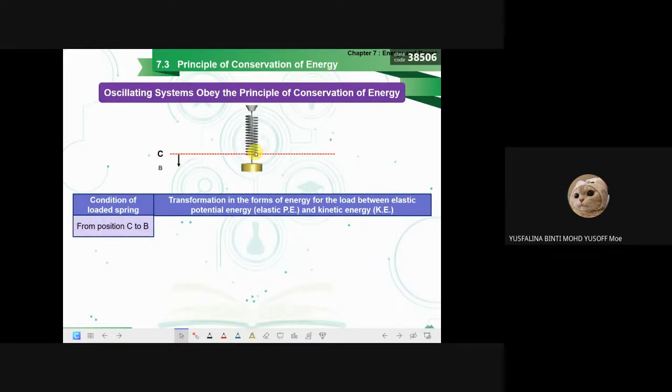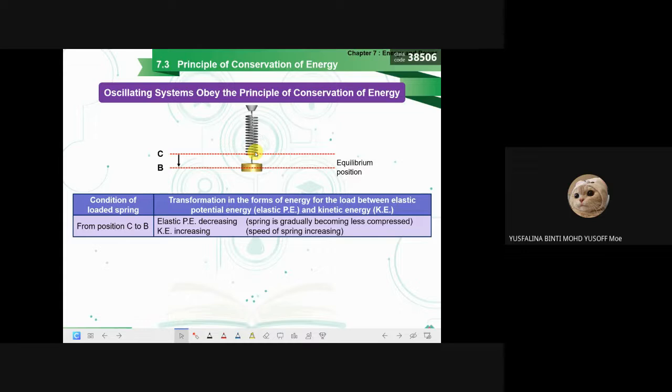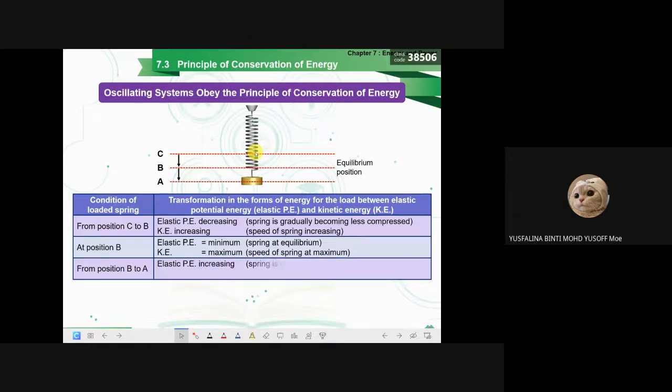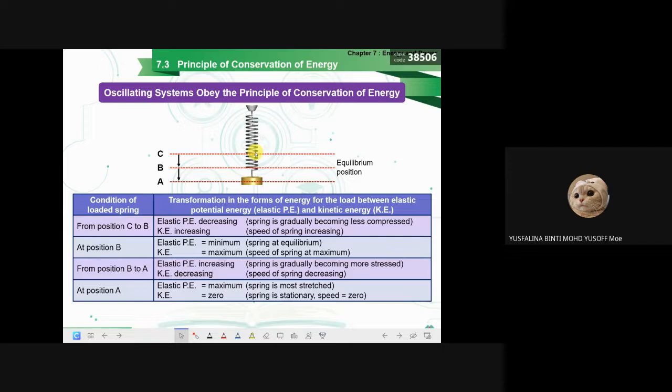Okay, and then if we go back from C to B, the elastic potential energy will decrease and the kinetic energy starts to increase. At position B, the elastic potential energy is at minimum and the kinetic energy is maximum. And then from position B to A, the elastic potential energy starts to increase and the kinetic energy decreases. At position A, it goes back: the elastic potential energy is maximum, the spring is most stretched, and the kinetic energy is zero.